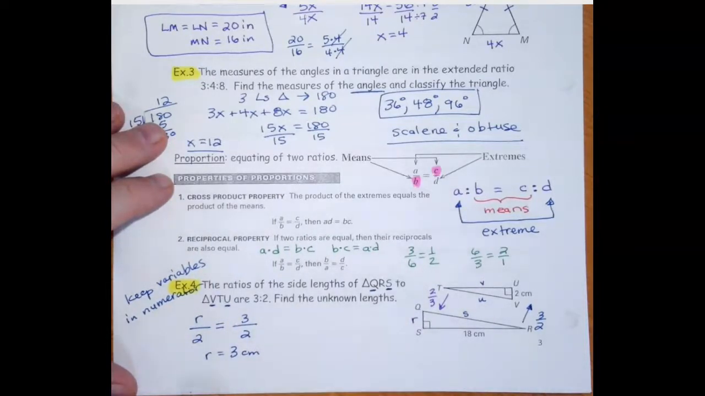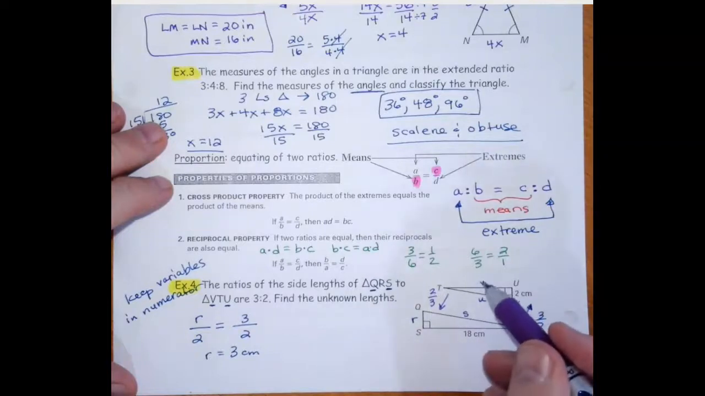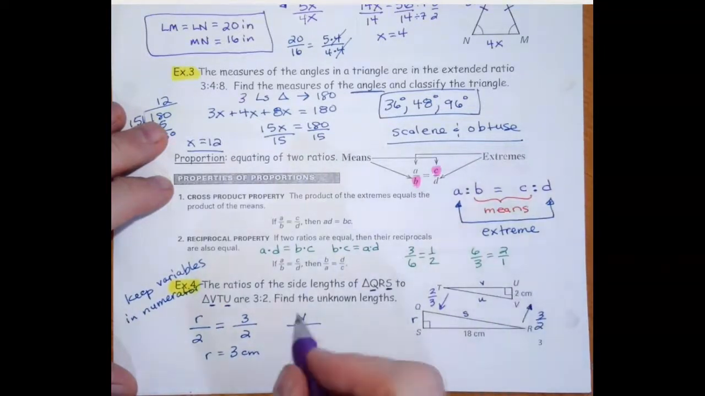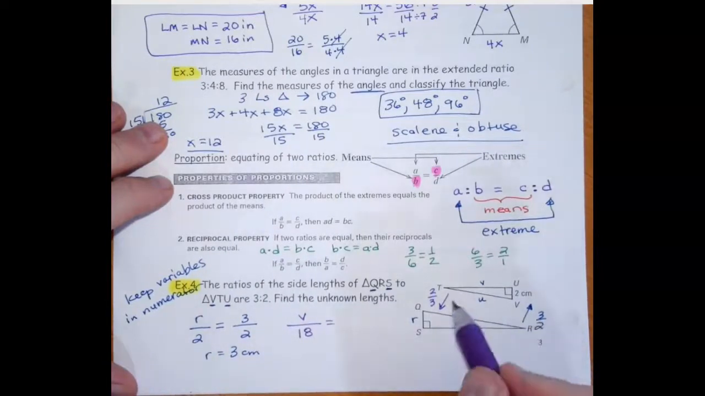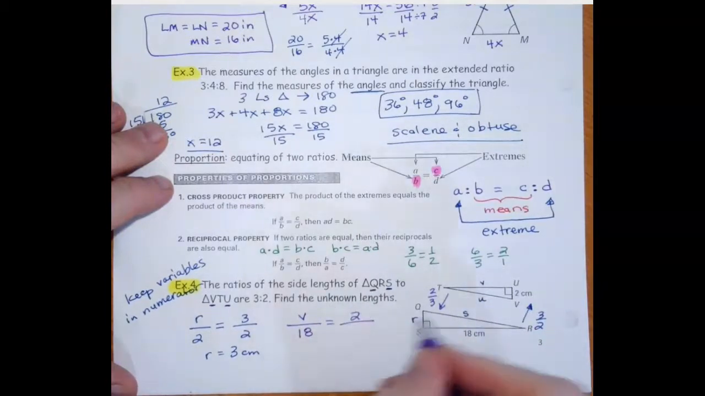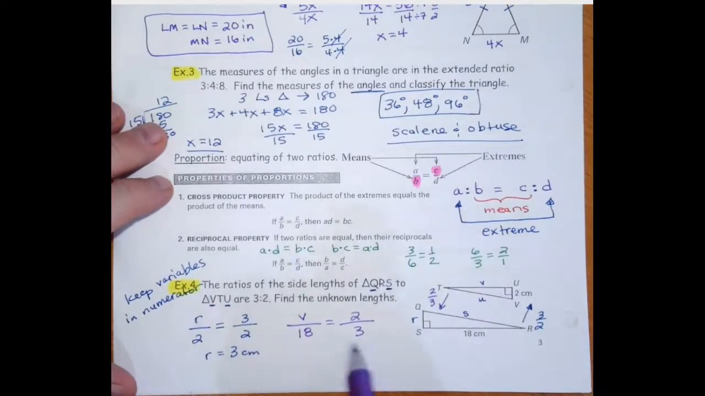So we figured out one of our sides. Now let's go with this SR. SR matches up with TU. So TU, which is V. So now we're trying to find V. So V over 18. Now, because we're comparing, V, remember, is the smaller triangle, so that's going to be the 2, and the bigger triangle is going to be the 3. So the 18 was from the bigger triangle, 3 is the bigger triangle, so hopefully that kind of makes sense.